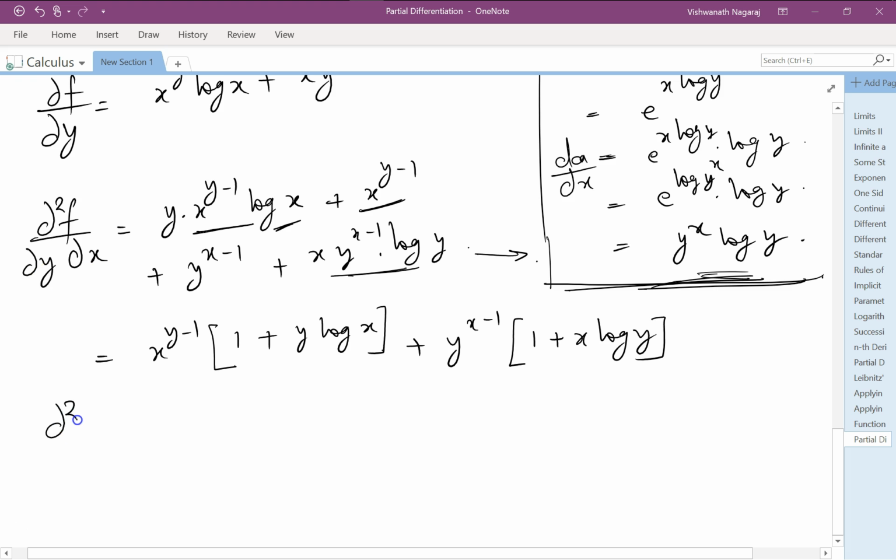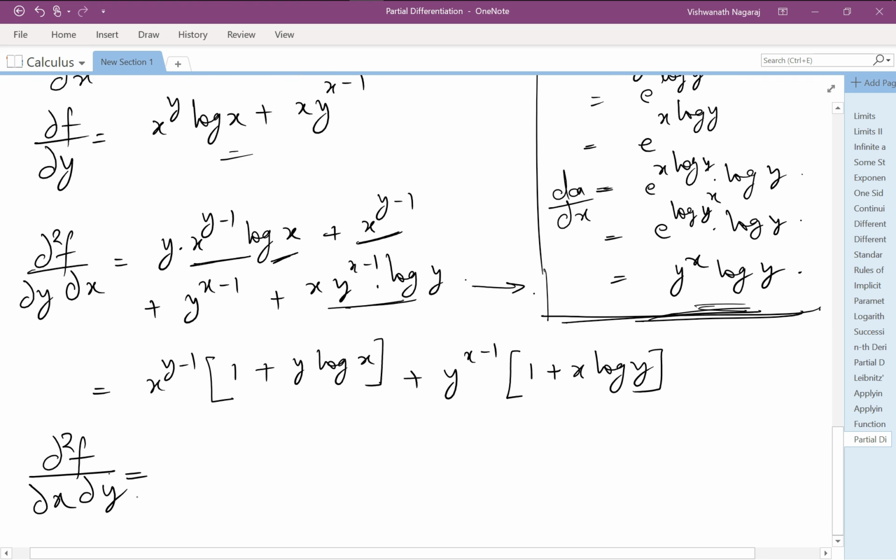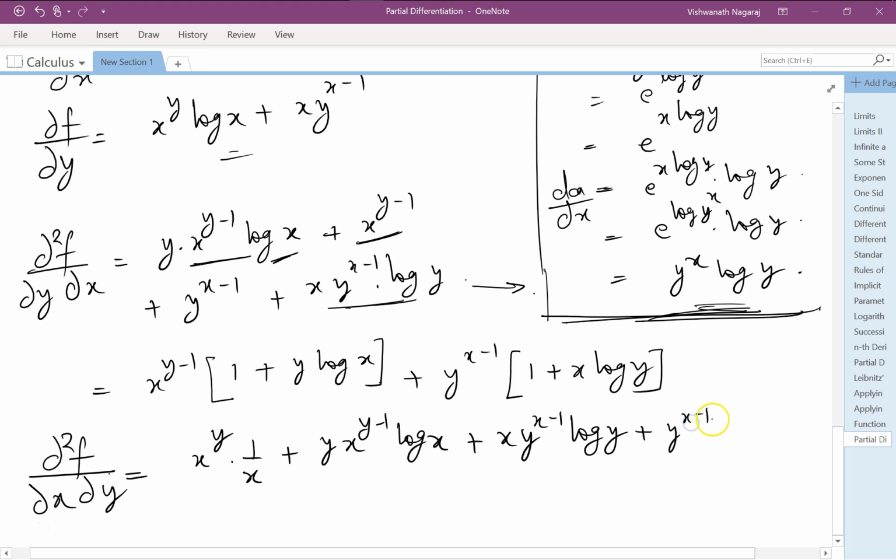Now we have to do it the other way around. Differentiate dou f by dou y with respect to x, this one. So here, what is going to be constant? We are going to treat y as constant. x to the power of y, 1 by x, plus y x to the power of y minus 1 log x, plus x y to the power of x minus 1 log y, plus y to the power of x minus 1.